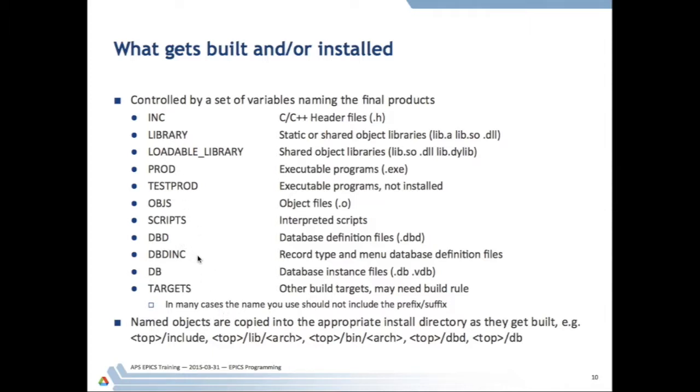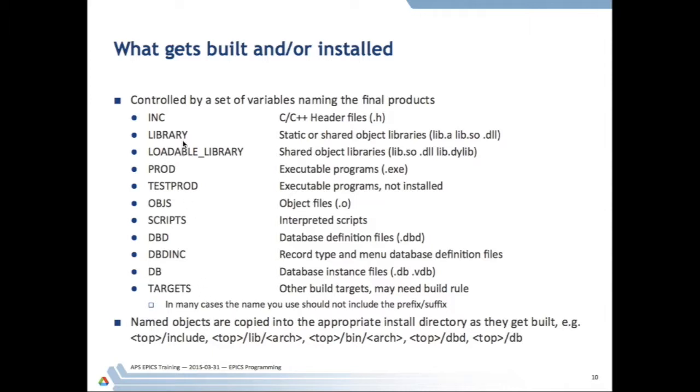So it's basically a combination of the two. Database instance files, so .db files or visual database files, and those go in the DB directory if you want them to be installed in the DB variable. And then you may have other build targets, in which case you're almost certainly going to need to add a specific build rule in most cases. So this is for things that we haven't otherwise covered. If there's anything that we've missed out, then you could add those to targets, and they will also be built.